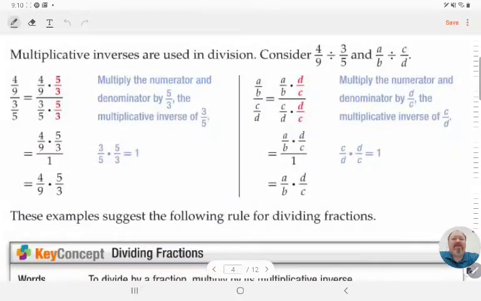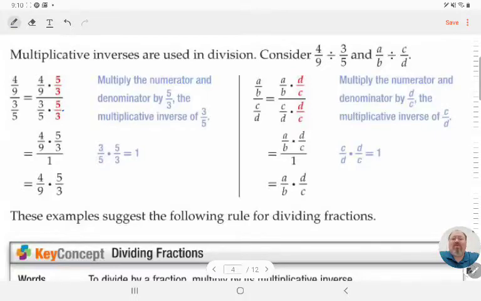All right, so basically multiplicative inverses are used in division. So if we consider 4/9 divided by 3/5, we could multiply the top and the bottom, the numerator and denominator, both by the reciprocal, 5/3. And when you do that, you will find that the bottom multiplies out to equal 1. So 1 would be my new denominator. So when you have a denominator of 1, you can just get rid of the denominator and just have 4 over 9 times 5 over 3.